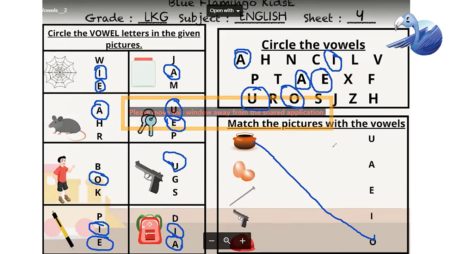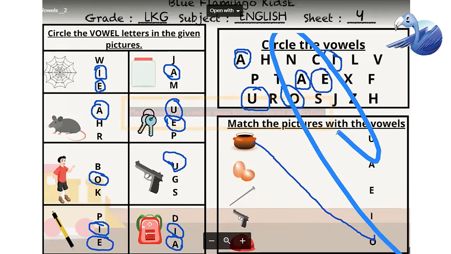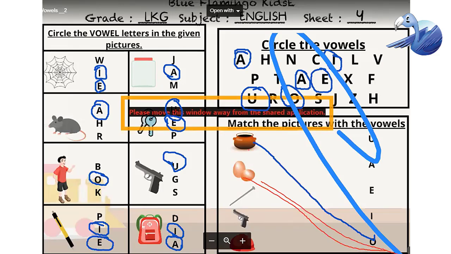Yeah. Now, next is students, egg. Next picture is egg. So let's write first the spelling of egg. E-G-G, egg. Now we have to identify.